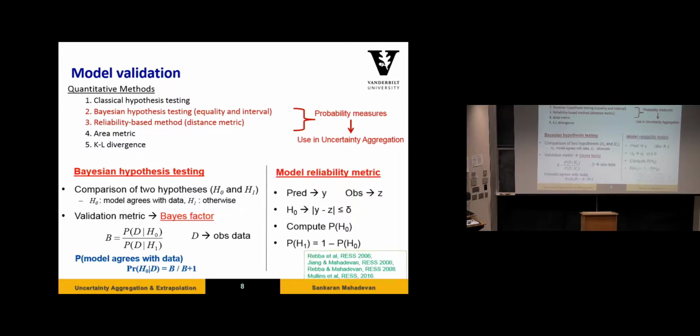And similarly, if you have a distance metric that you can compute, what we have been referring to as the model reliability metric in a set of publications, in that case, you are simply assessing the distance between the prediction and the observation and computing the probability that it is less than some tolerance. And so that is also a probabilistic result of the validation, which I'm able to use in the aggregation, as I'll show in a minute. So then this is, of course, the probability of the alternate hypothesis.